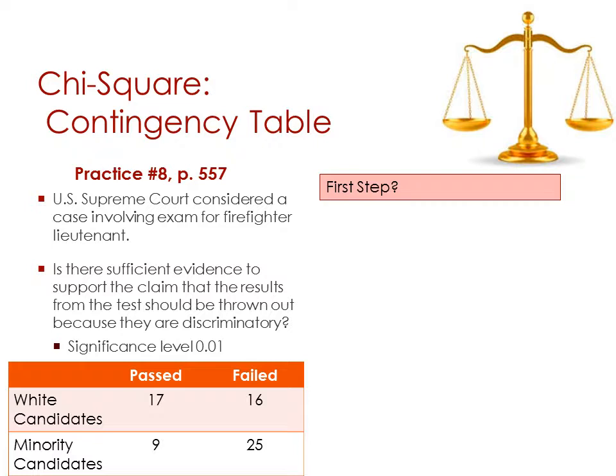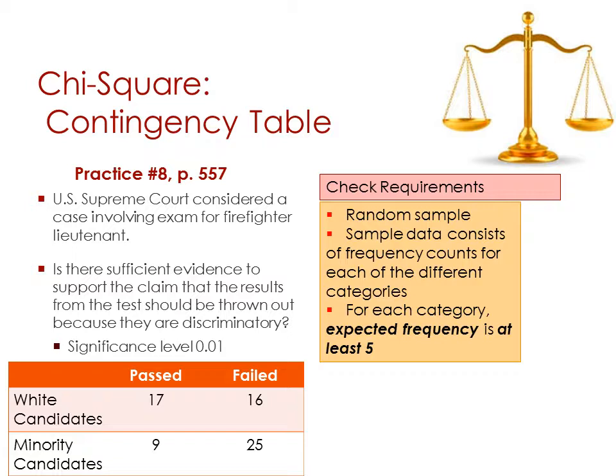What do we always have to do before we start our analyses? We're going to have to check our requirements. So what are the 3 requirements that we have for doing chi-square? Well, we need to have a simple random sample. We need sample data that consists of frequency counts for each of the different categories. And for each category, we need an expected frequency that is at least 5.